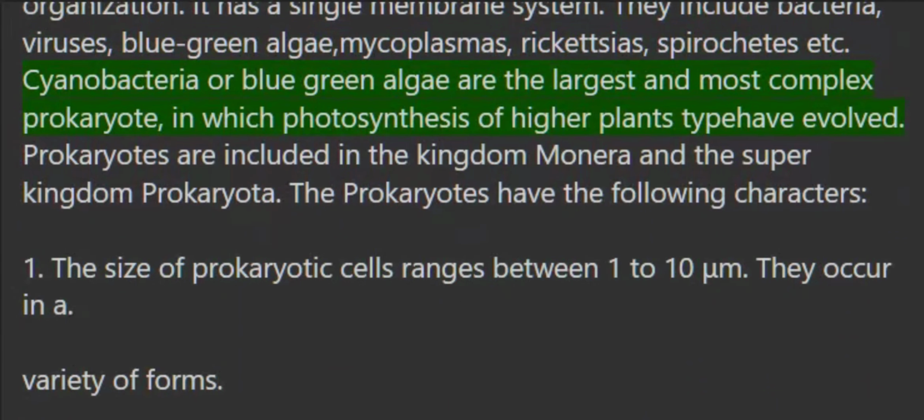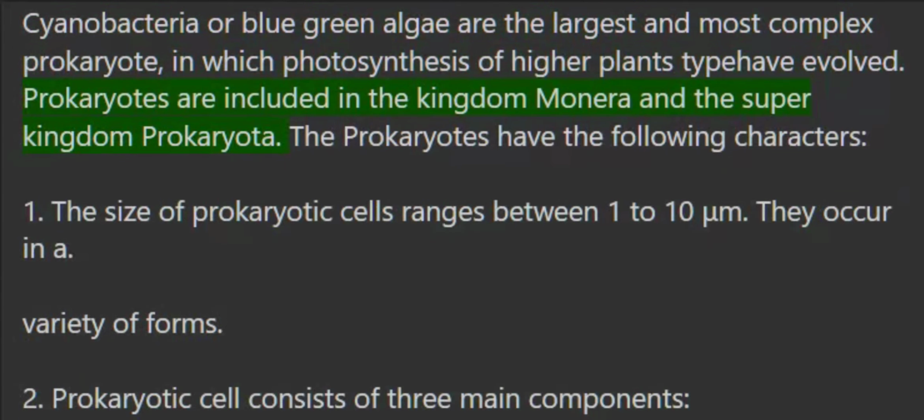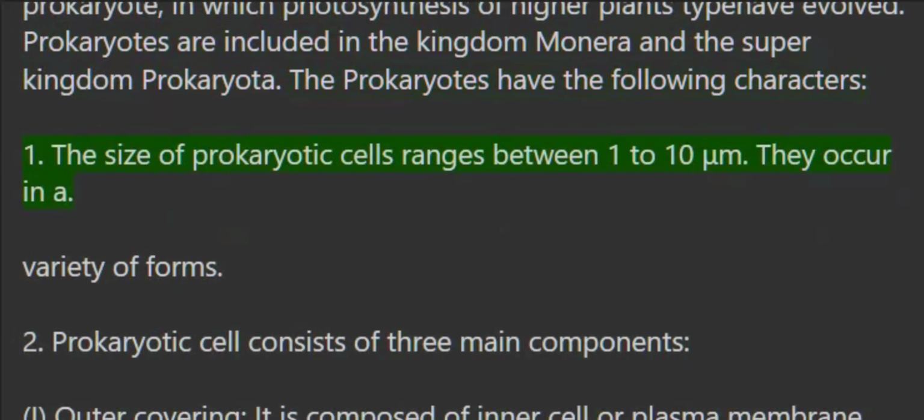Cyanobacteria or blue-green algae are the largest and most complex prokaryotes, in which photosynthesis of higher plants type has evolved. Prokaryotes are included in the kingdom Monera and the superkingdom Prokaryota. The prokaryotes have the following characters.